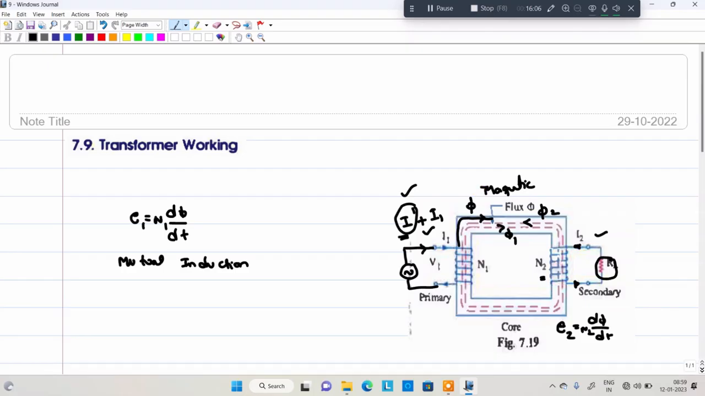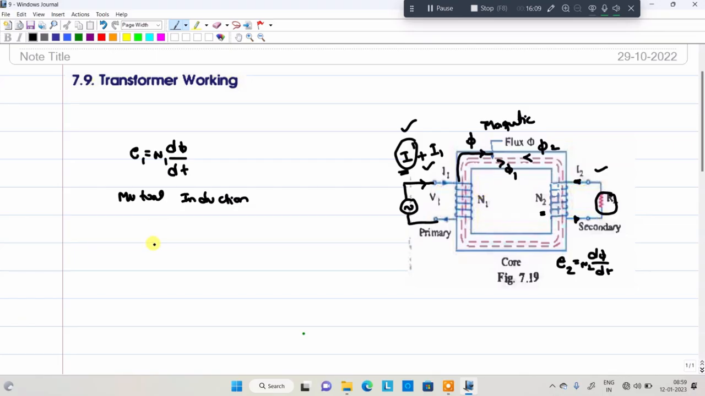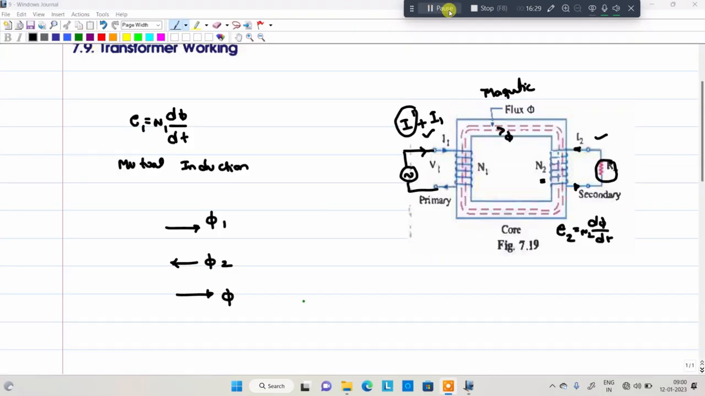So how many magnetic fluxes are present? Initially, the magnetic flux phi 1 is in one direction. After that, due to the load current, the secondary current is generated, and due to its effect the primary also generates a compensating magnetic flux in the forward direction. Finally, two magnetic fluxes are passing opposite to each other. What will happen? Both fluxes cancel each other, and only the flux phi is present.